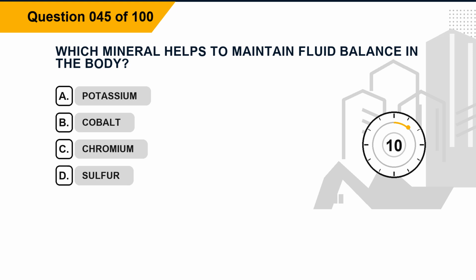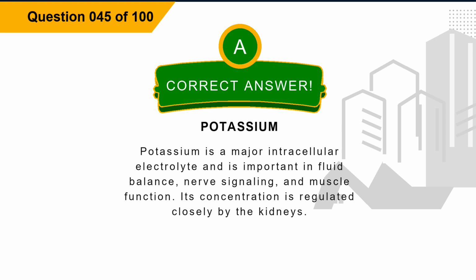Question 45. Which mineral helps to maintain fluid balance in the body? Option A, potassium. Option B, cobalt. Option C, chromium. Option D, sulfur. The correct answer is option A, potassium. Explanation. Potassium is a major intracellular electrolyte and is important in fluid balance, nerve signaling, and muscle function. Its concentration is regulated closely by the kidneys.